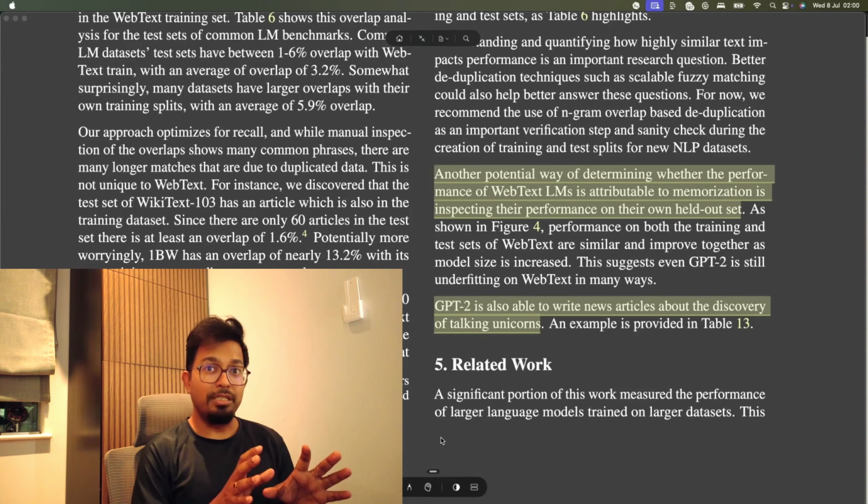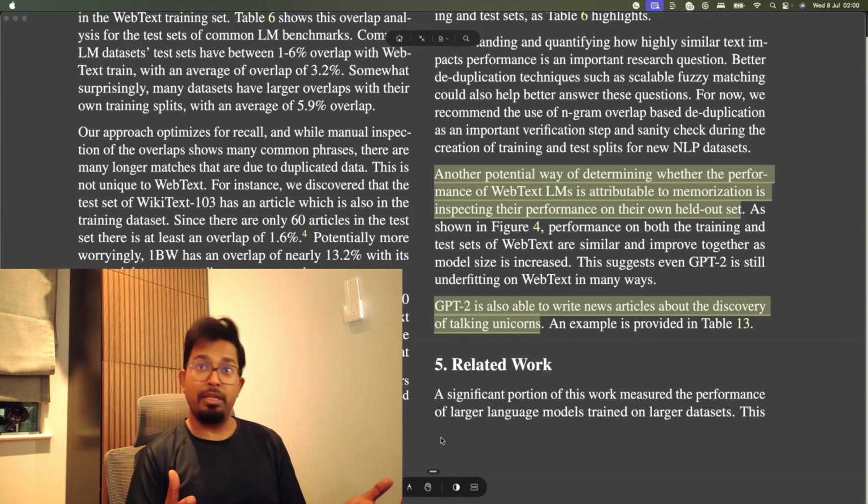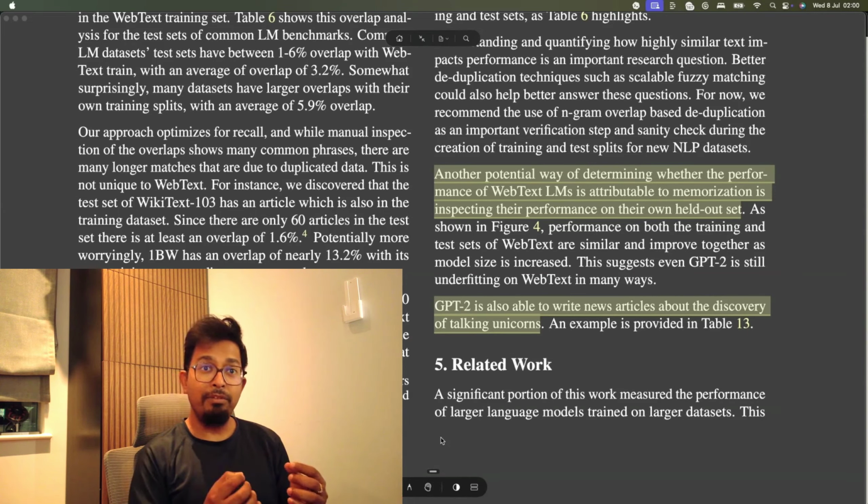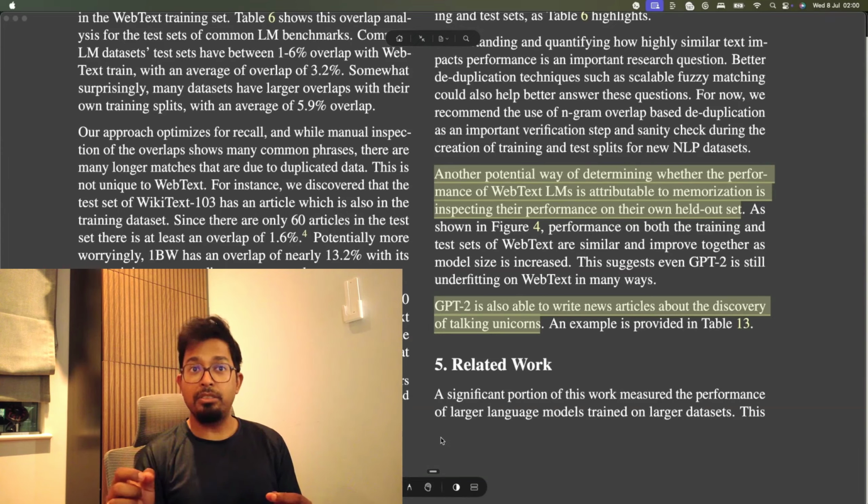Now, that's not memorization. The model likely never saw that exact story. Instead, it is using generalized understanding of language, storytelling, and fantasy concepts to create something new. That is generalization in action.